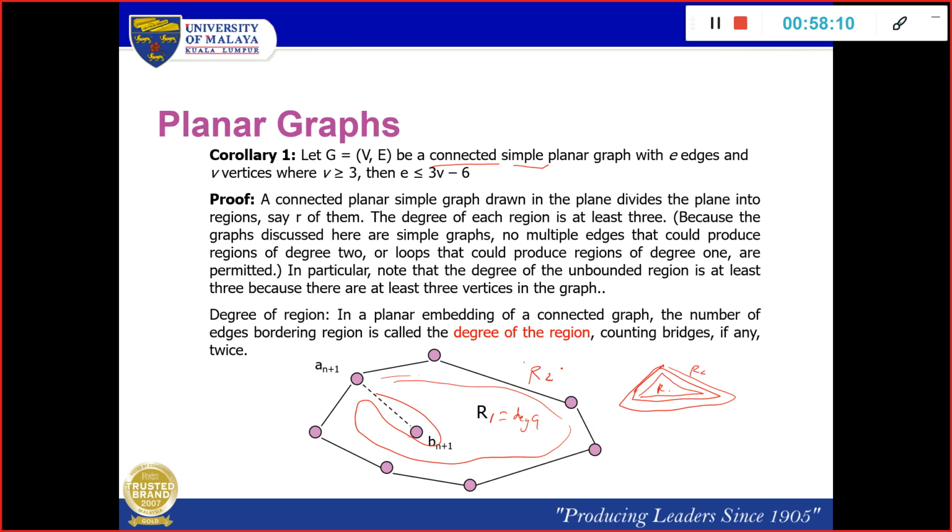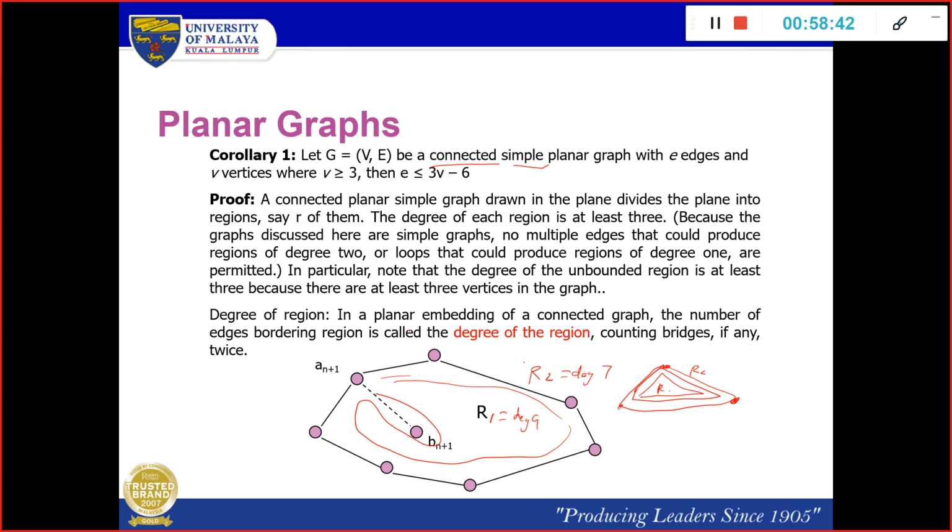Region 2 has degree 7. Because the graphs discussed here are simple graphs, no multiple edges that could produce regions of degree 2 or loops that could produce regions of degree 1 are permitted. In particular, note that the degree of the unbounded region is at least 3 because there are at least 3 vertices in the graph. So if you look at 3 vertices, you can have degree 1, 2 and 3. Region 2, 1, 2, and 3.